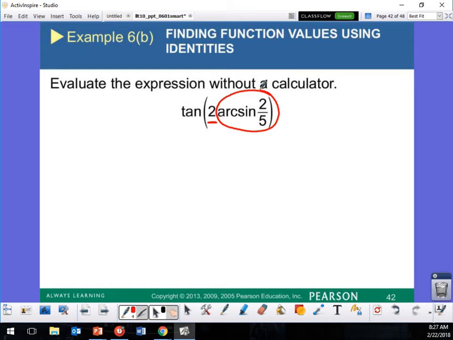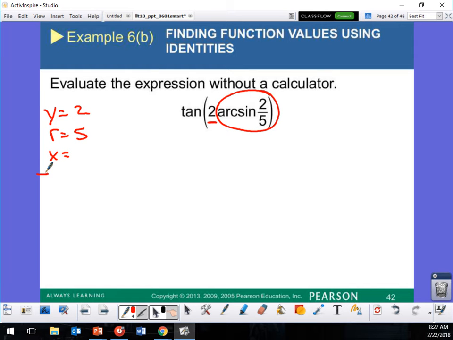So now, sine, arc sine, or inverse sine, we know sine is what over what? Y over r. So it's going to be y value is 2, and what else? R is 5. X, we don't know yet. We're looking for x, right?